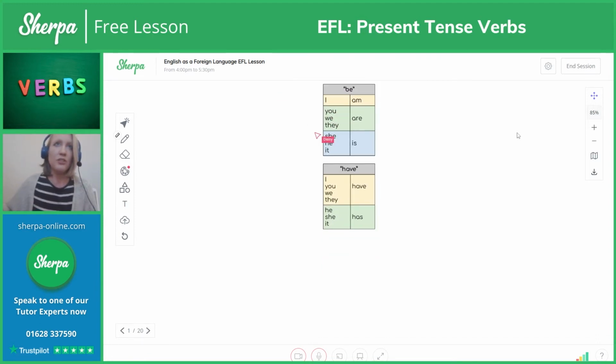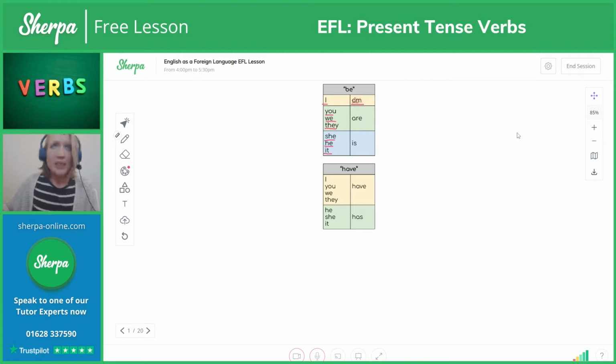The first one, the verb be. So the simple present, we have I am. I've got subjects on the left here. So the subject I am. You are, we are, they are. She is, he is, it is.